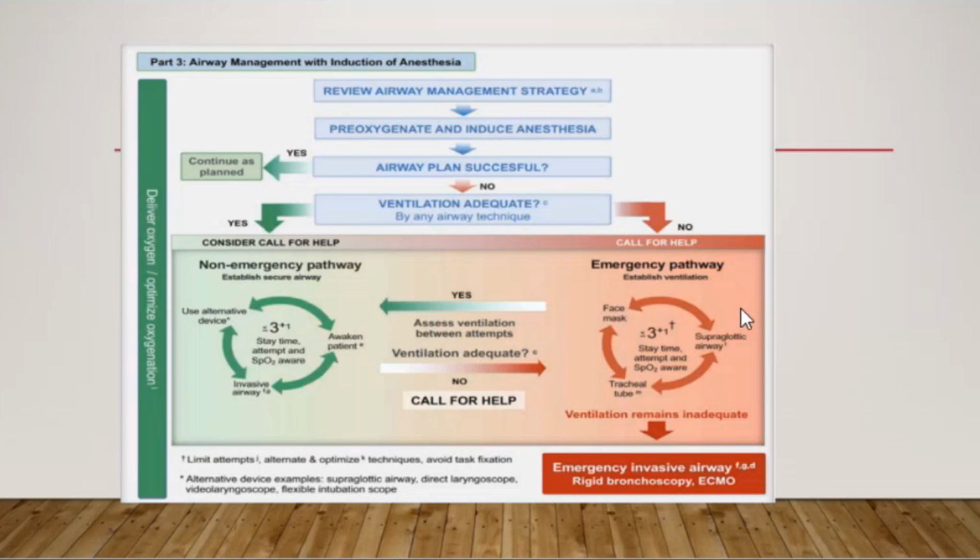If ventilation is inadequate, then it becomes an emergency pathway. You try adjusting the face mask ventilation, try getting in a supraglottic airway or tracheal tube. Either way can be possible. You can use a single technique or combined techniques. If it still fails, go for emergency invasive airway. They recommend going for a rigid bronchoscope also, and they also say consider ECMO.